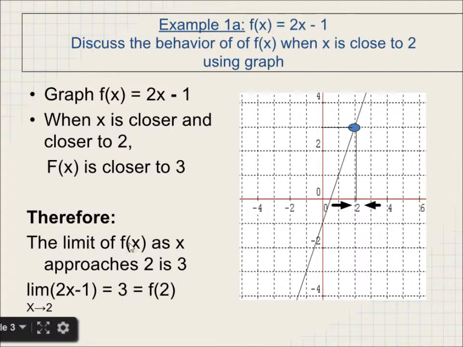That means f(2) means replacing x with the value 2, then 2 times 2 minus 1 will give you 3. So as x approaches 2, the y value, or f(x) value, goes to 3. You can put the value and calculate, or you can use the graph by seeing what is the value on the y-axis as the x-axis approaches 2. As this approaches 2, on the graph the line approaches 3 on the y-axis.